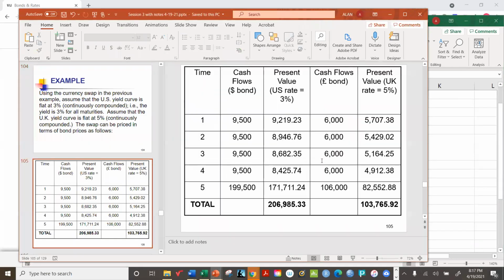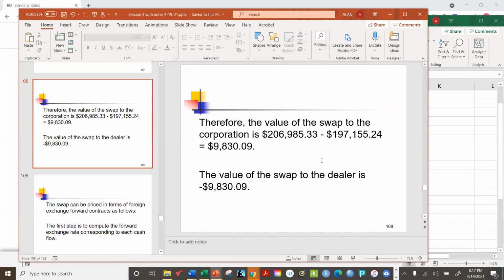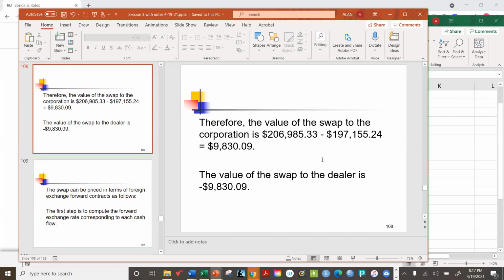And here I've got the chart set up again. And so again, as we've already seen in the spreadsheet, the swap value to the corporation is 9830.09. And for the swap dealer, it is negative 9830.09.